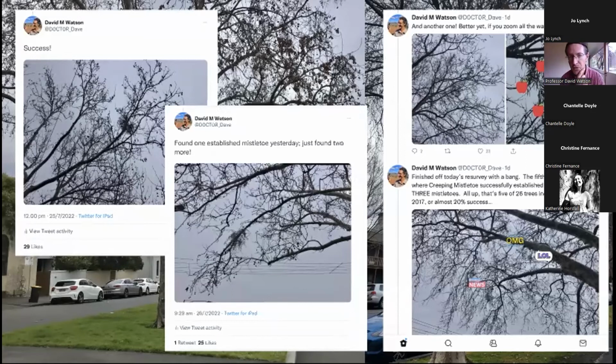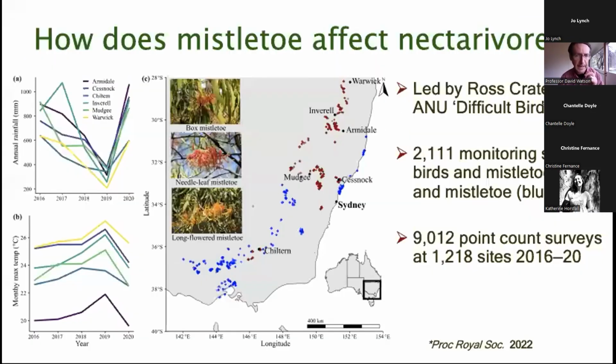Of those trees that hosted mistletoe originally, with seedlings, 5 of them, the mistletoes have grown to maturity, and critically, at least 2 of the plants that I could see with binoculars had mature fruit. So these are plants that established. These are plants that grew. They were successfully pollinated, and there's now mature fruit, hopefully seeding the next cohort of mistletoes in downtown Melbourne. So that's, in my money, that's a success.